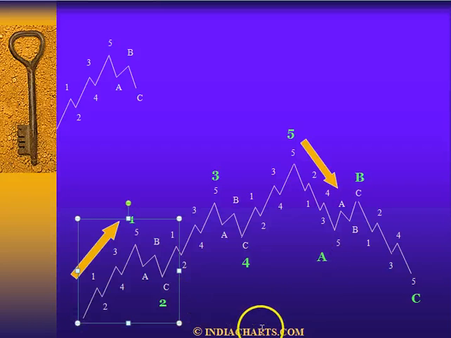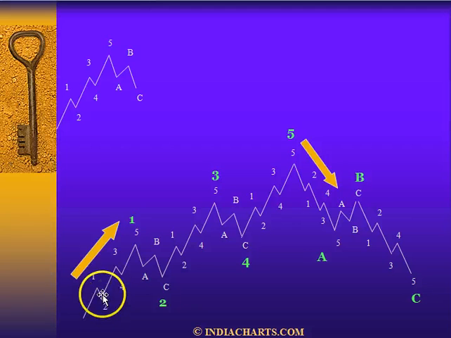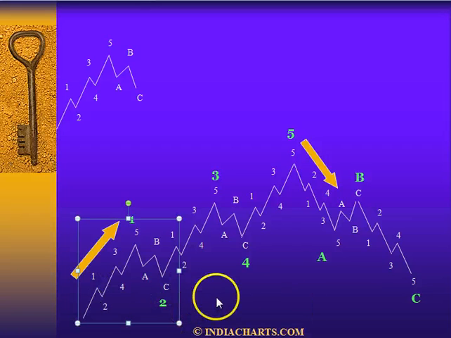The initial wave 2 often tends to retrace a lot more, 50, 60, 80%, and therefore the wave 2 low becomes a good support at the minor degree, which is somewhere down here. You get a minor degree support in the first correction.